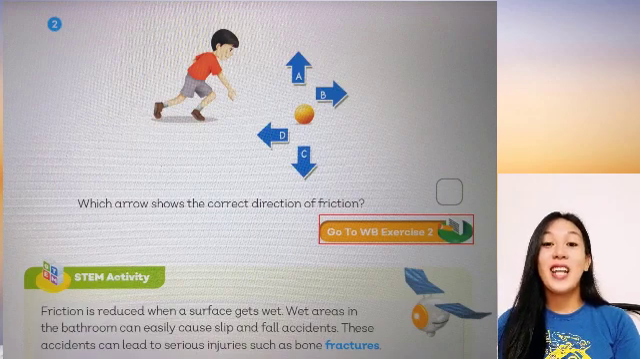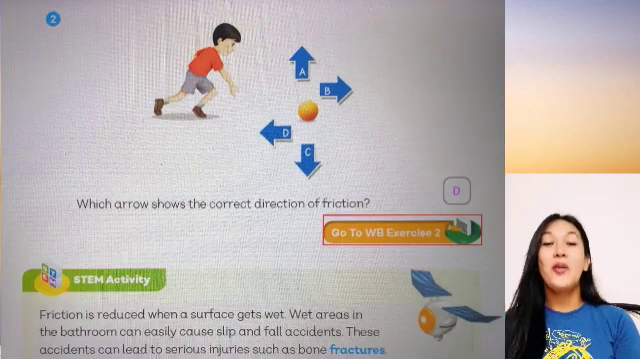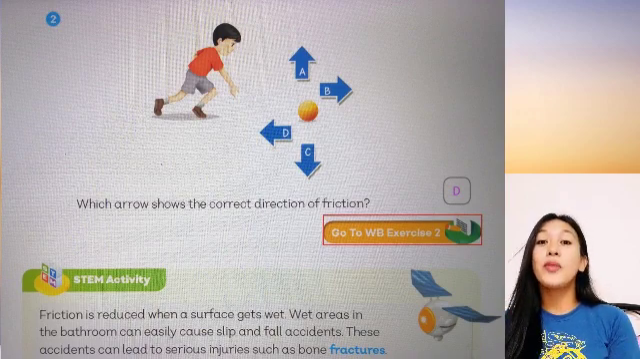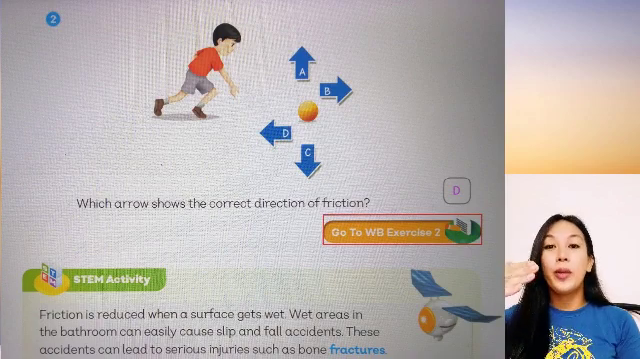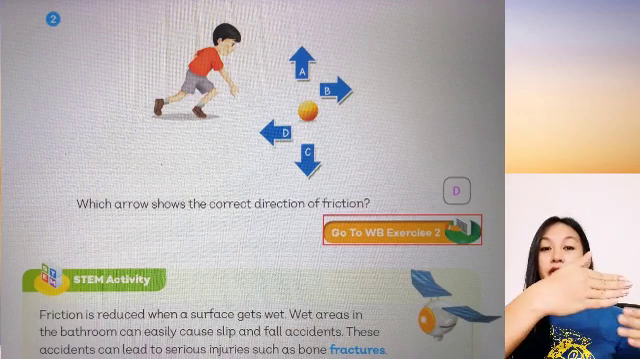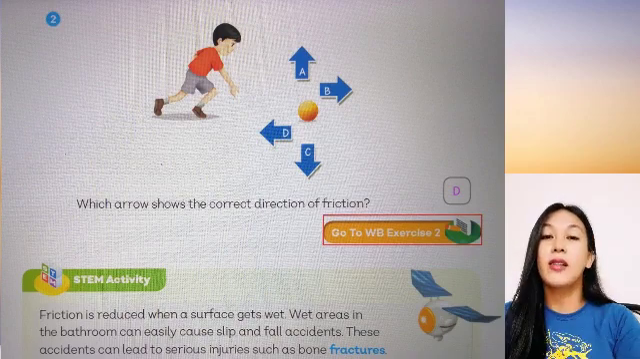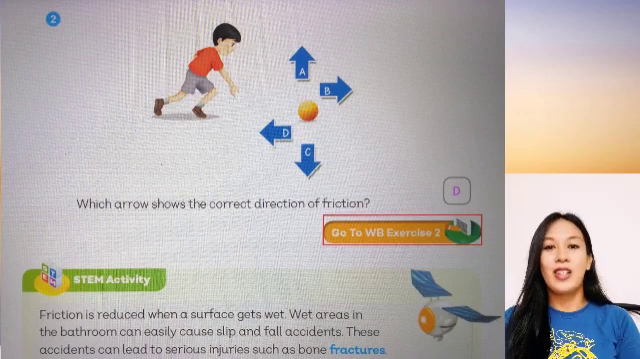Okay, so the correct answer is letter D. Remember, friction is going in the opposite direction of the moving object. So when the ball is moving to the right, friction is to the left. The direction of friction is to the left, the opposite direction.